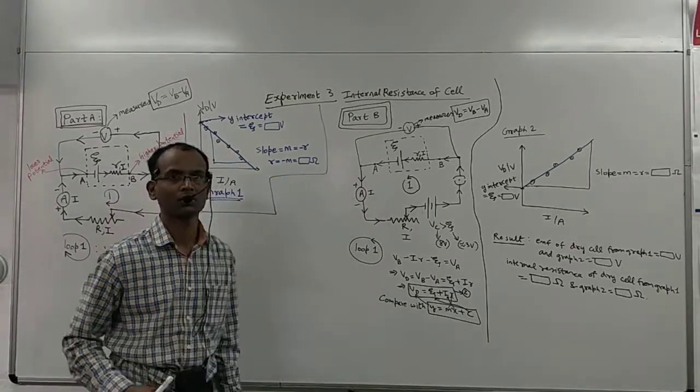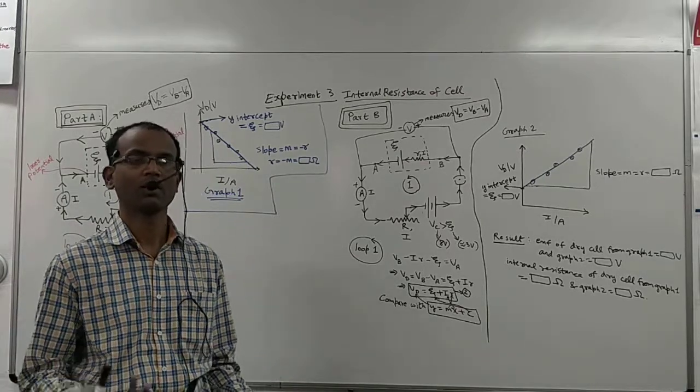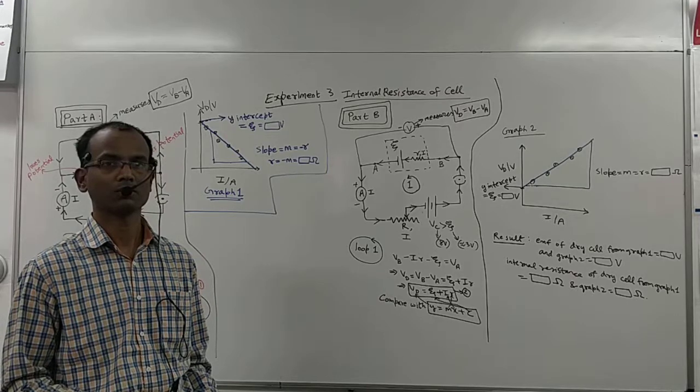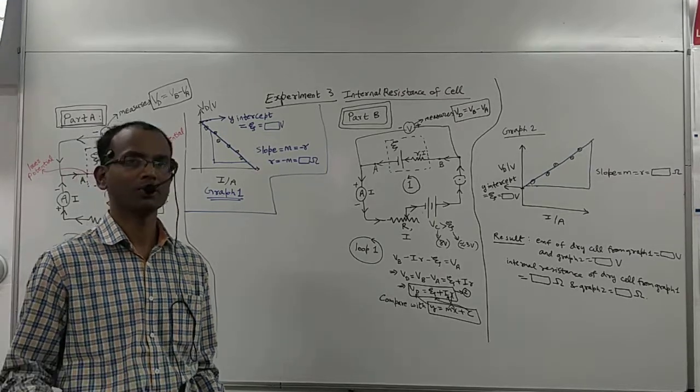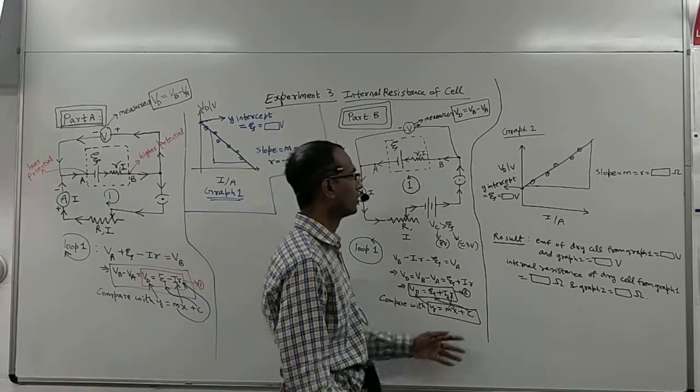EMF in both the graphs will be the same. It should ideally be the same, but it will not be. It will be close to each other, and even for me it was not the same. Even the internal resistance should ideally be the same, but it won't be. Even for me it's not the same.